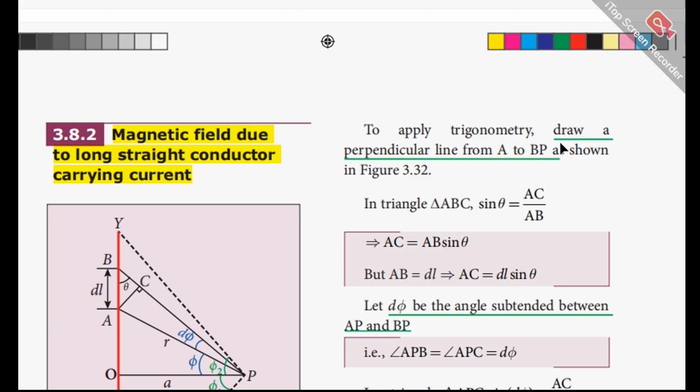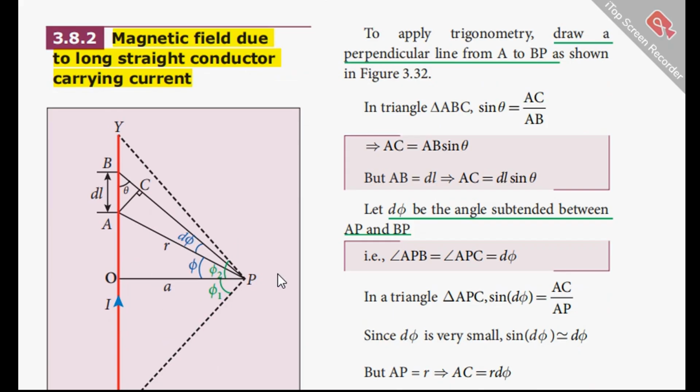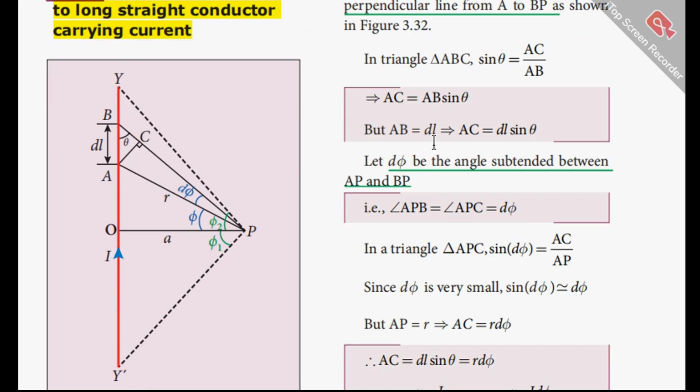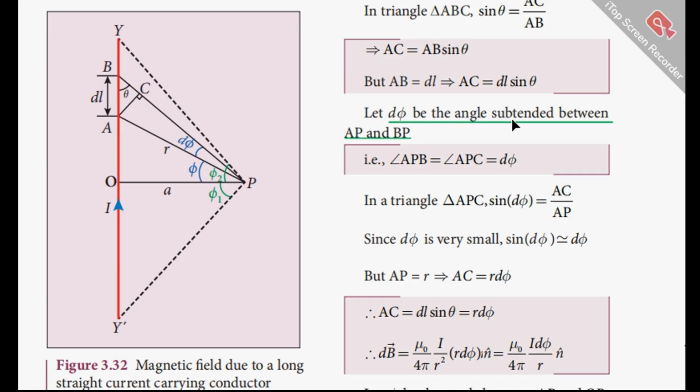Applying trigonometry, draw a perpendicular line from A to BP, as shown in this figure. In triangle ABC, sin theta is given by AC by AB. So AC is given by AB sin theta, but AB is given by dl. Therefore, AC can be written as dl sin theta. And d phi is the angle subtended between AP and BP.